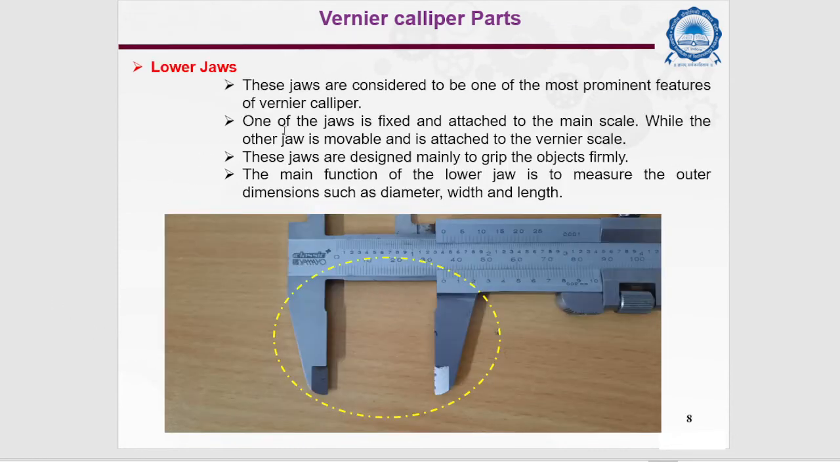Then next one is the lower jaw. These jaws are considered to be one of the most prominent features of vernier calipers. One of the jaws is fixed and attached to the main scale, while the other jaw is movable and attached to the vernier scale. These jaws are designed mainly to grip the object. The main function of the lower jaw is to measure the outer dimensions such as diameter, width, length.